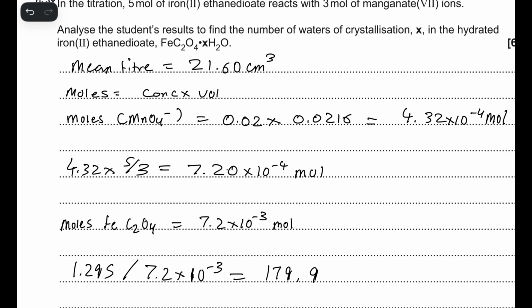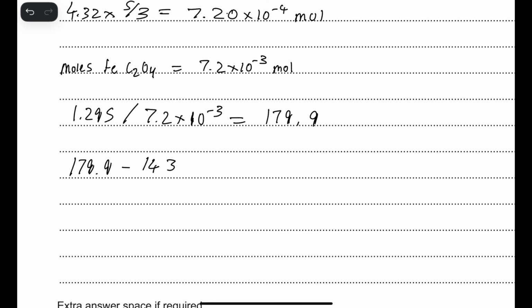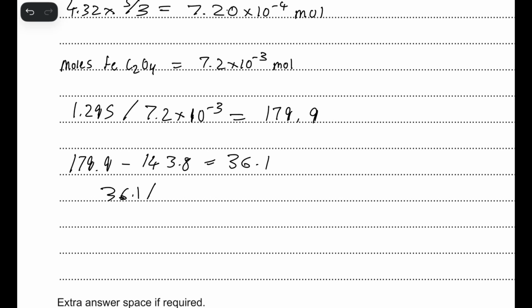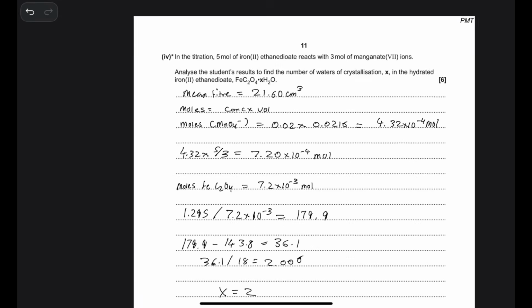We just need to add it up. So I believe it should be, I think 58.8 is iron, plus 24, plus 64. And that's going to, oh, it's not 58, is it? Okay, I think just overall, I've got 143.8. Yeah, that's basically what I've got. So 179.9 take 143.8 is going to be 36.1. If we do 36.1 divided by the Mr of water, which is 18, we get 2.0056 basically. So I'm just happy saying X is equal to 2 pretty much.